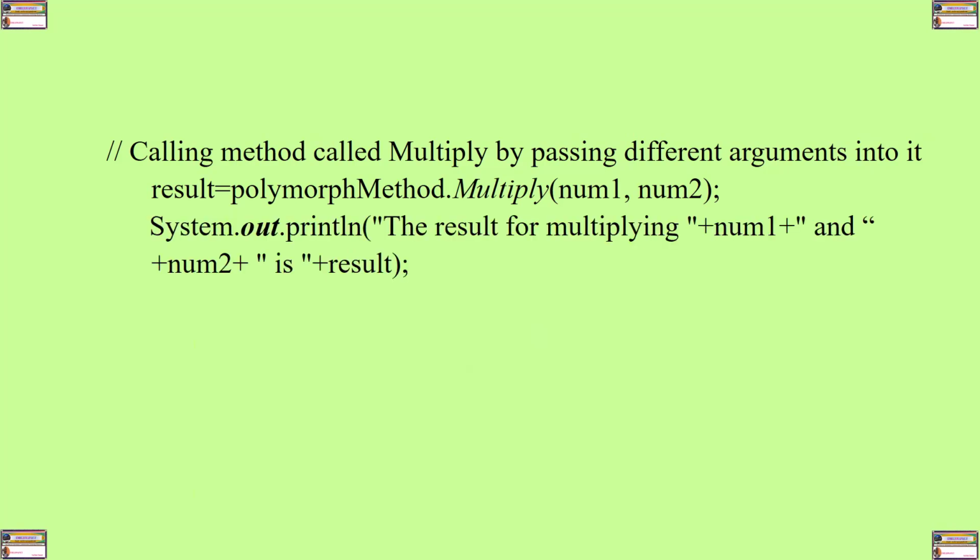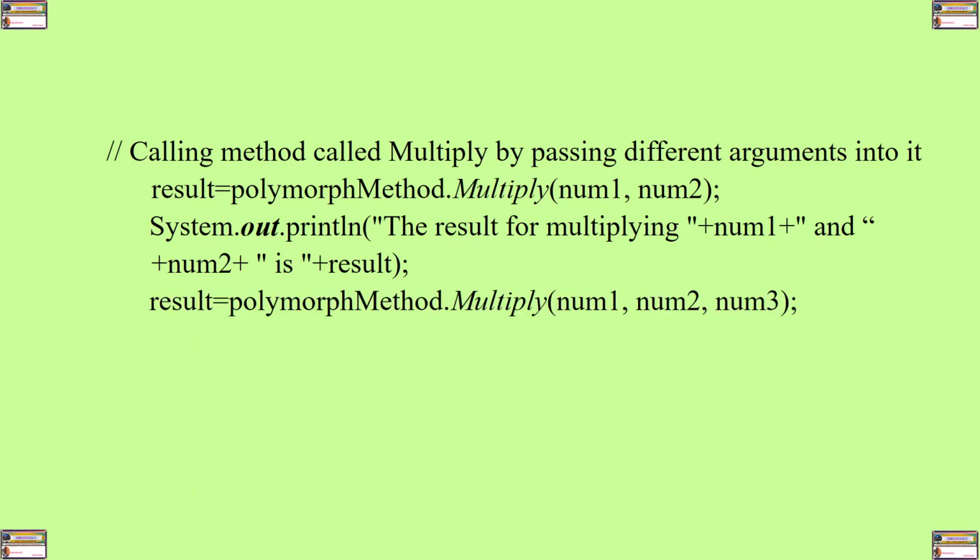Then the control will be taken to the next step to execute this other statement. Once this statement is executed, the processor will display the following text on the screen. The result for multiplying, so that text will be displayed, followed by the value in the memory location called num1, followed by the text and, then followed by the content in memory location called num2. And then the text is, and then the content of memory location called result. So if, for example, num1 is 10 and num2 is 15, then what is going to be displayed is the result for multiply 10 and 15 is 150. That's what will be displayed on the screen.